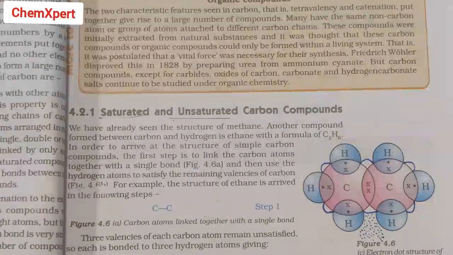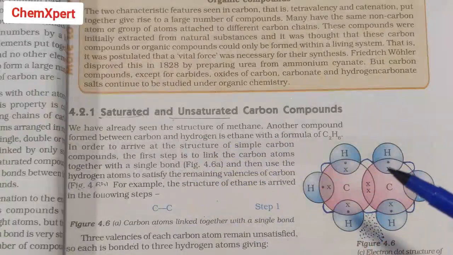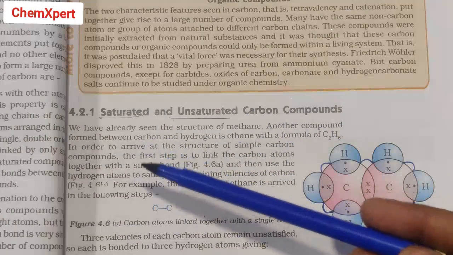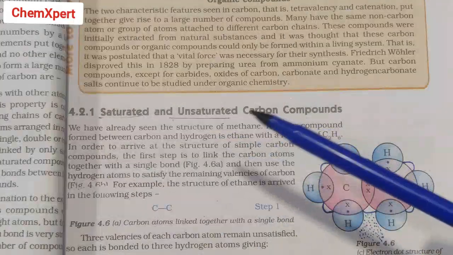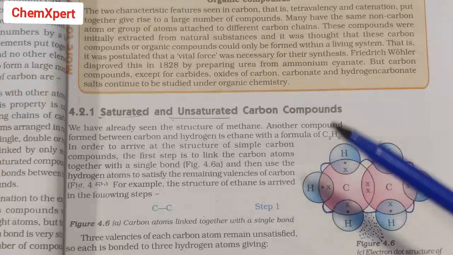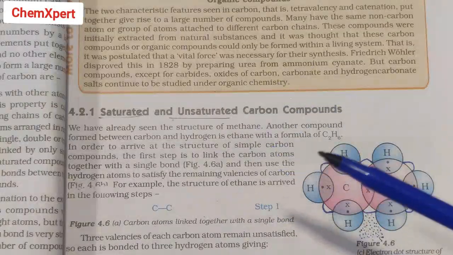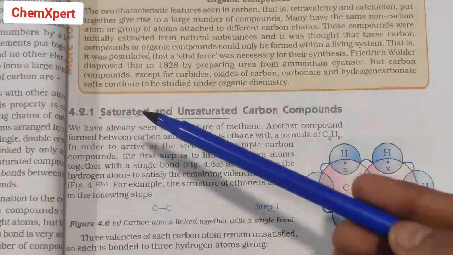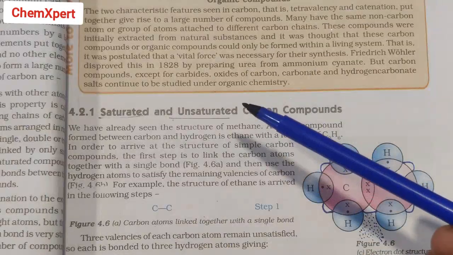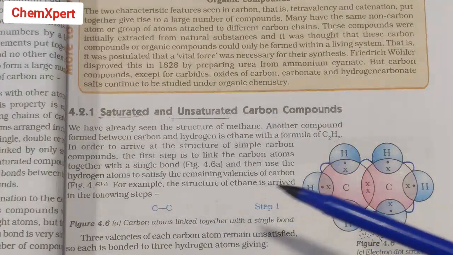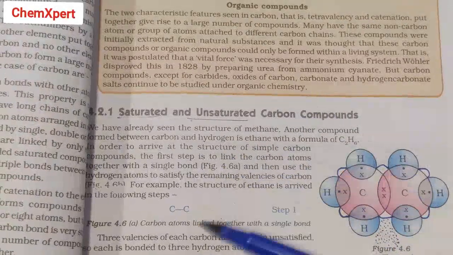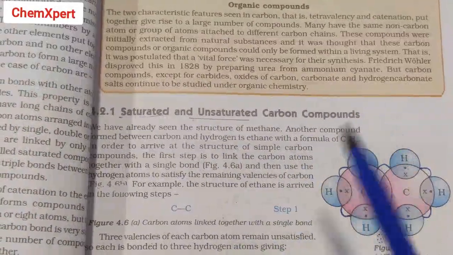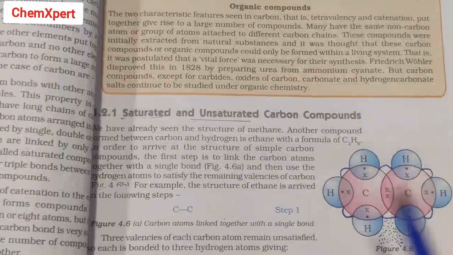Now the next question here is the difference between saturated and unsaturated compounds. Saturated compounds are those which contain a single bond, whereas unsaturated compounds are those which contain double and triple bonds. For the saturated, examples are alkanes. For the unsaturated, the examples are alkenes and alkynes. Now one more definition here: what are hydrocarbons? The compounds of hydrogen and carbon are known as hydrocarbons.